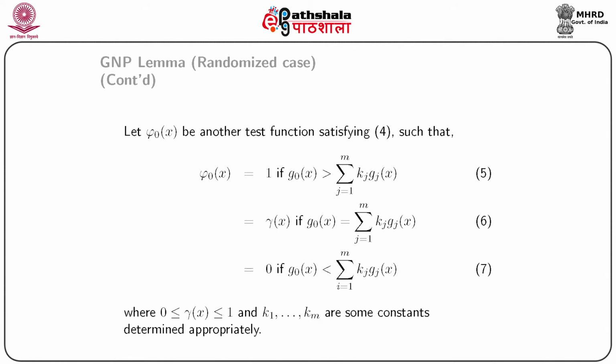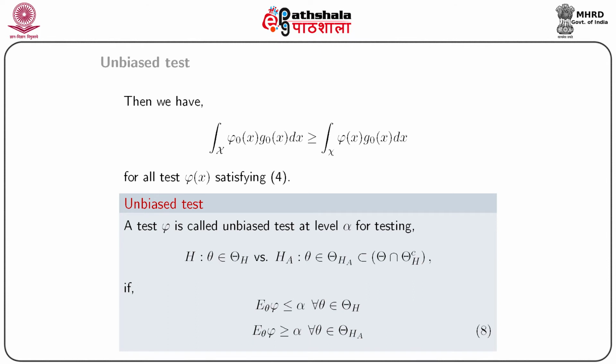Let ψ₀(x) be another test function satisfying 4 such that ψ₀(x) is of the following form: ψ₀(x) equals 1 if g₀(x) is greater than summation over j from 1 to m of kⱼ gⱼ(x), equals some γ(x) if g₀(x) equals summation over j from 1 to m of kⱼ gⱼ(x), equals 0 if g₀(x) is less than summation over j from 1 to m of kⱼ gⱼ(x). We write this as equation 5, where 0 less than or equal to γ(x) less than or equal to 1 and k₁, k₂, k_m are some constants determined appropriately. Then we have integral over 𝒳 of ψ₀(x) g₀(x) dx is greater than or equal to integral over 𝒳 of ψ(x) g₀(x) dx for all test ψ(x) satisfying 4.